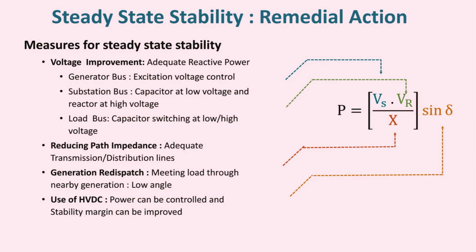What else? Reducing path impedance, X in the equation. Lower impedance also means higher Pmax, again allowing lower operating angles. You can do this by building more parallel lines or using series capacitors to effectively cancel some line reactance. It makes sense. Also, generation redispatch. Shifting generation closer to loads reduces flows on long, high-impedance paths, lowering angles. And using HVDC links can bypass AC angle limitations altogether for bulk power transfer.